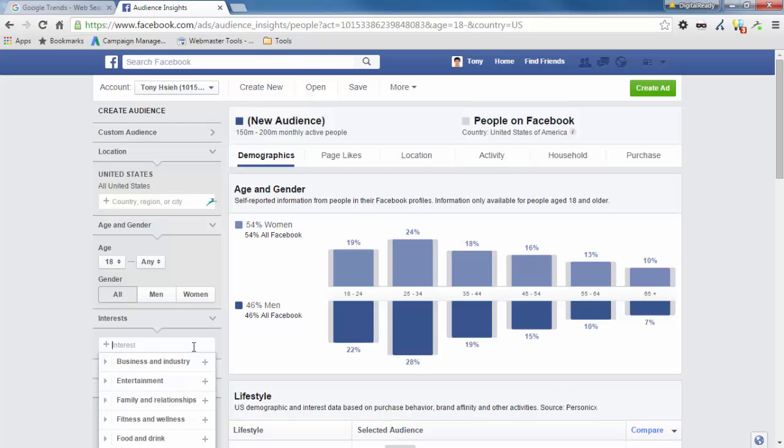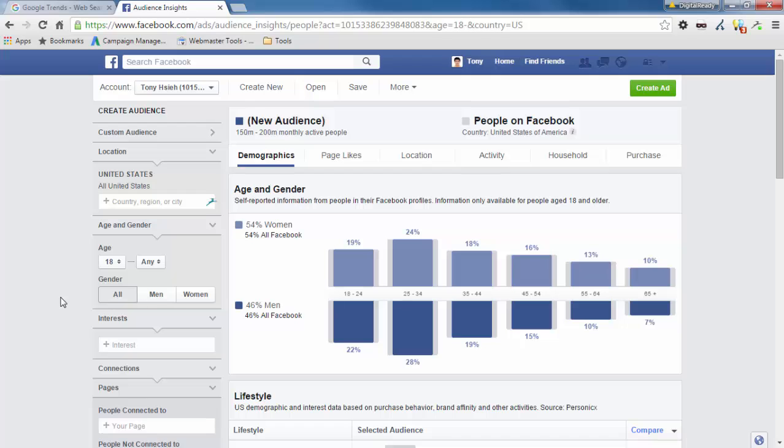The first thing I do is define what kind of topic I want to look for, and in this instance, it's hunting. As you can see with Facebook Audience Insights, if you have ever run Facebook ads, you probably have come across this. Basically, it's a tool that allows you to narrow down the demographic based on different parameters, as we can see here.